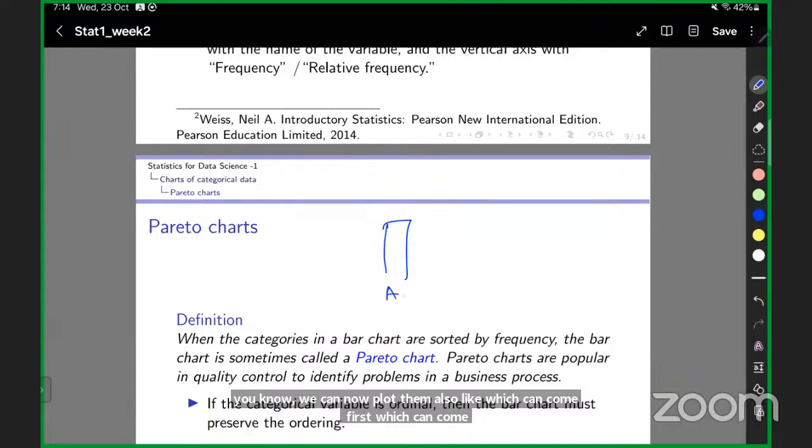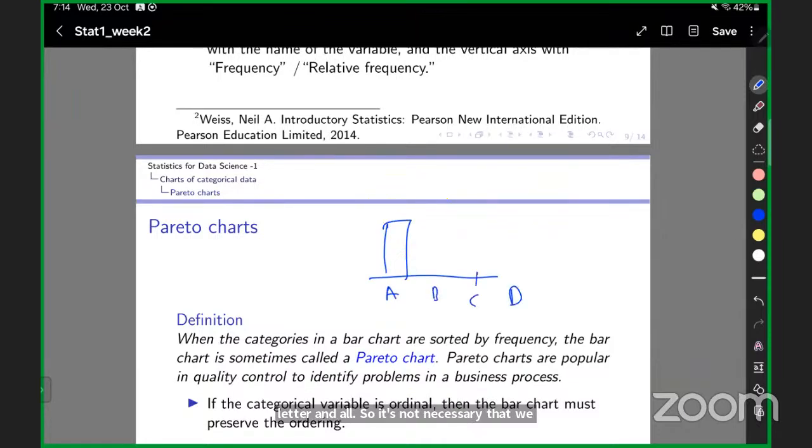So it's not necessary that we should always go A, B, C, D, unless it is ordinal data. If it's ordinal data, then we have to maintain the order. If it's not, then you can have it in any order. So since we can have any order, which is nominal data, only nominal data can be in any order, we can actually plot them in a Pareto's way. So what is a Pareto chart?